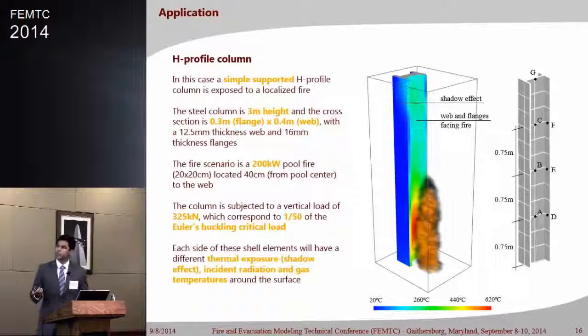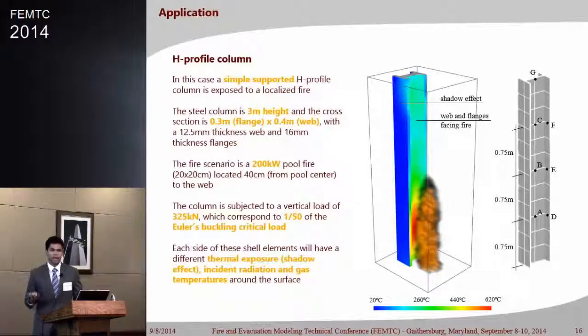The second application case is an H-profile column. We have a simply supported H-profile column. This column is 3 meters high. The cross-section is about 30 centimeters for the flange and 40 centimeters for the web. The first scenario is a 200 megawatt pool fire, 20 by 20 centimeters. The center of the pool fire is 40 centimeters from the web. This column is subjected to a vertical load which corresponds only to 1/50 of the Euler buckling critical load.